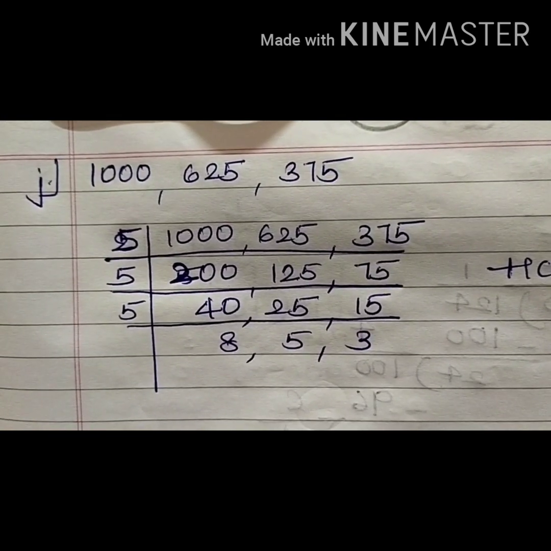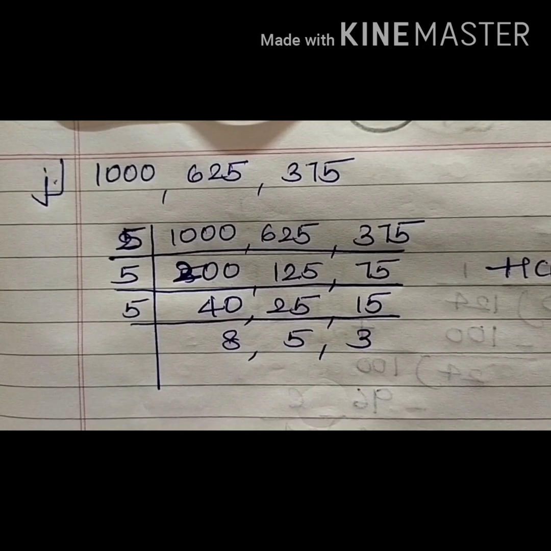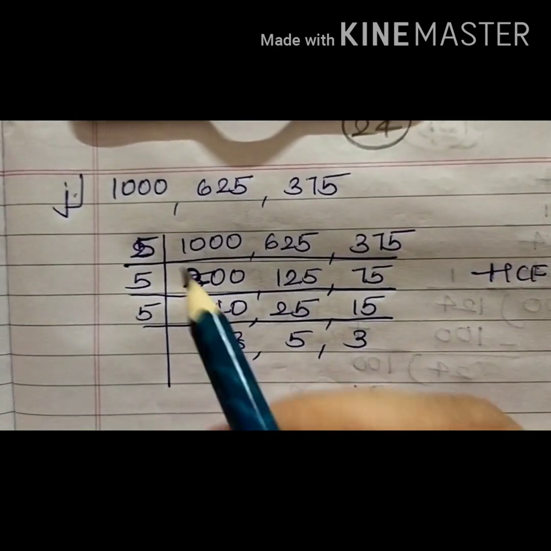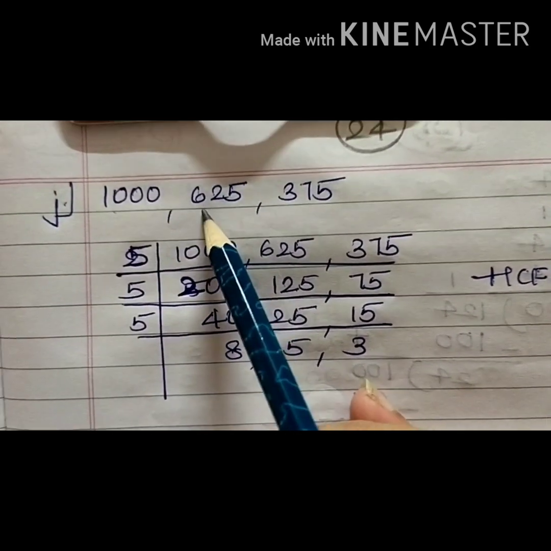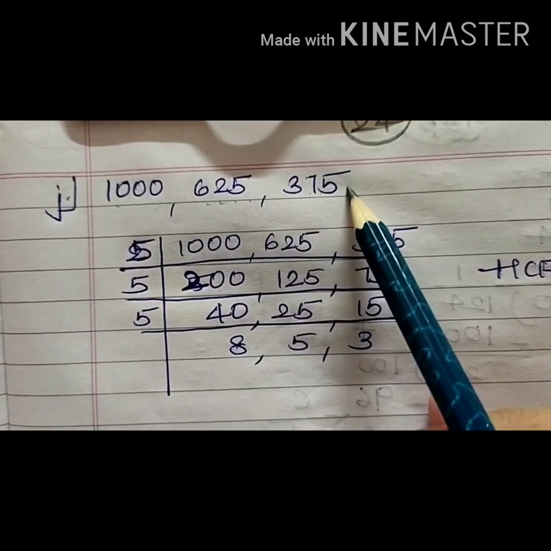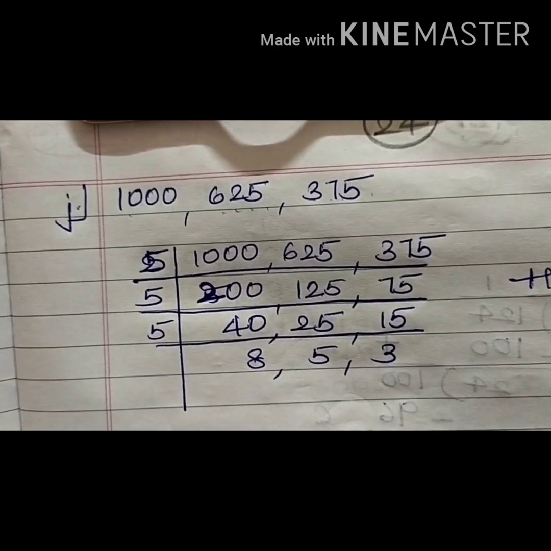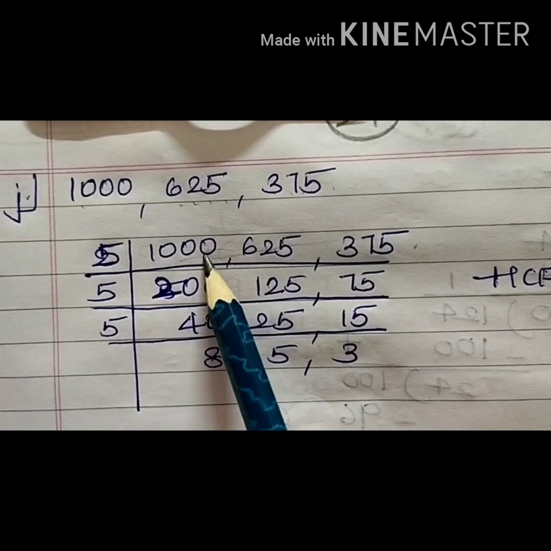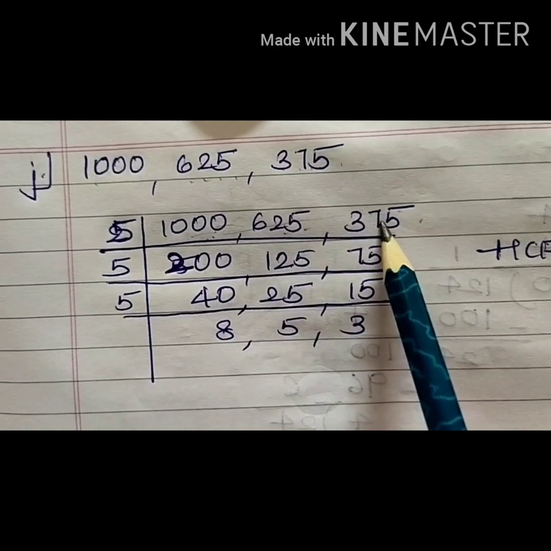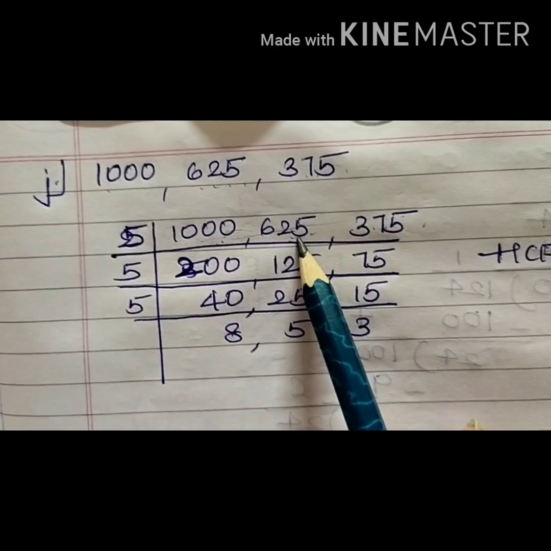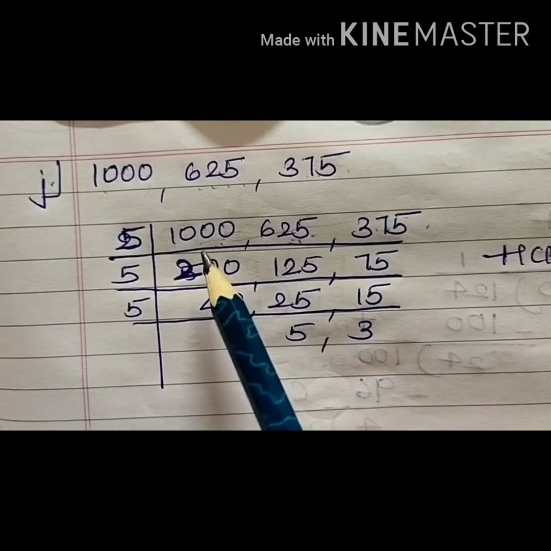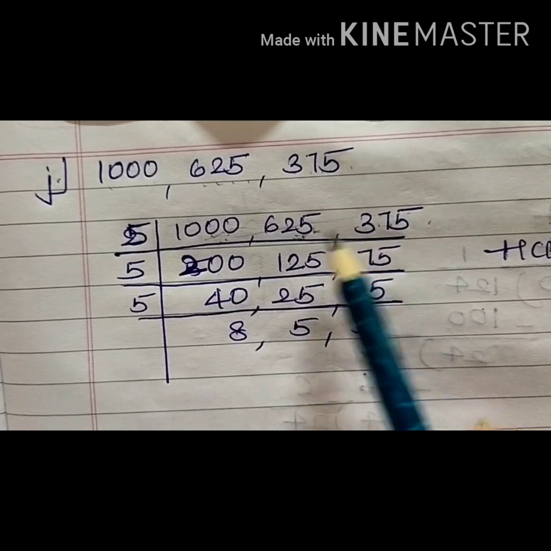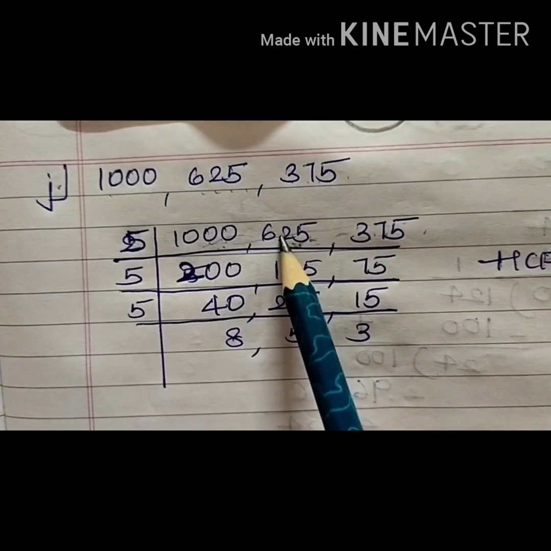Okay children, one more sum I'll explain you, that is the J1 from My Practice Time 5. Question number 1. Here I have 3 numbers, 1000, 625 and 375. So I start with placing all the numbers together first. Now 2 is divisible into 1000 but it is not divisible into these two numbers. So I need to skip 2. What about 3? 3 is not divisible into this, not into this, not into this. So if anyone is not divisible, I cannot take 3.